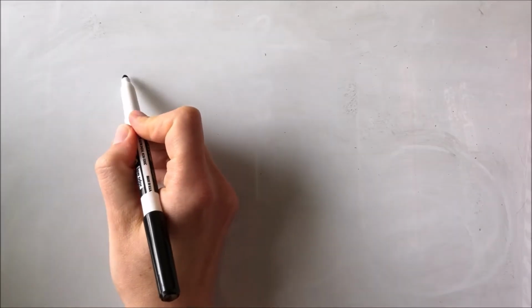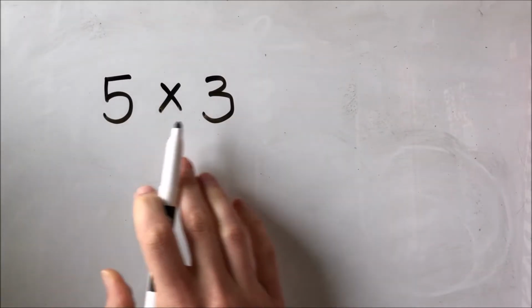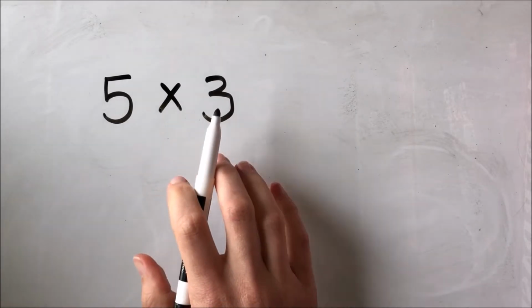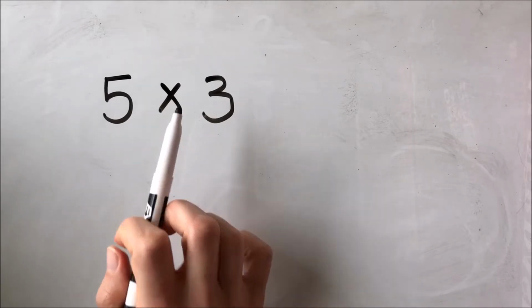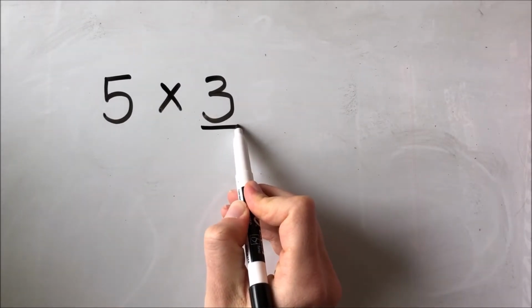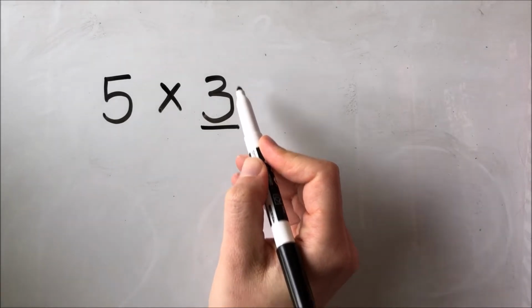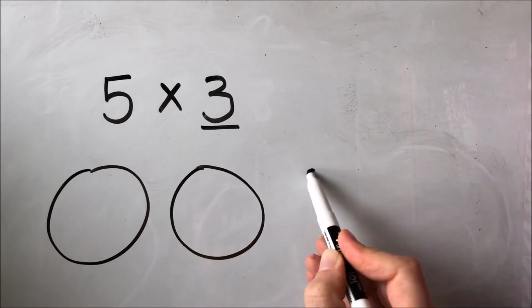So if we have the question 4 times 3 equals 12, 4 and 3 are factors, and 12 is the product. Let's start with the problem 5 times 3. Now I have 2 factors, 5 and 3, and I can solve this by drawing 5 groups of 3 objects or 3 groups of 5 objects. I like to compare those 2 numbers and know that 3 is smaller, and I like to use that for my number of groups. So whatever the smallest factor is, I'll draw that many circles.